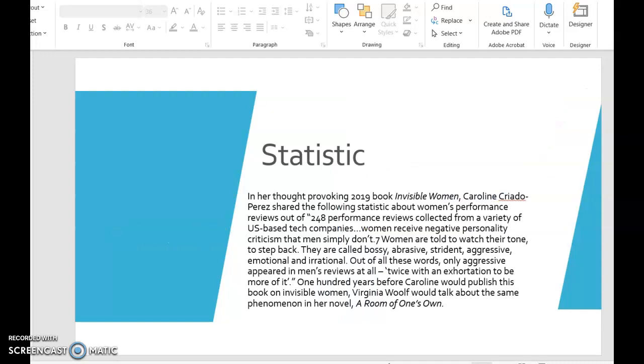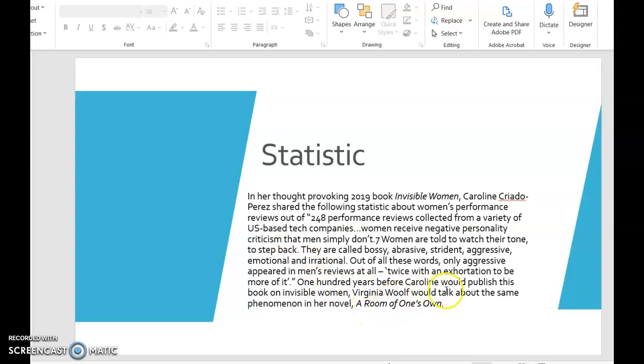And like the definition, you really need to be careful about this one. You want to explain it in a way that's engaging and not sort of rote and robotic, right? And you also want to make sure you give your reader a good idea of where you got your statistic from. So, in her thought-provoking 2019 book, Invisible Women, Caroline Criado Perez shared the following statistic, and then I give the statistic. And then I'm going to tie that to what I'm going to talk about.